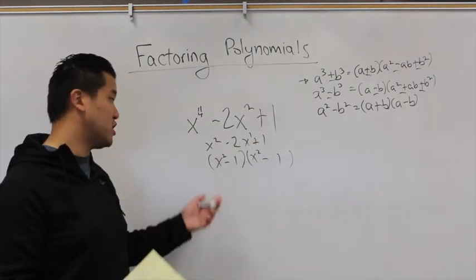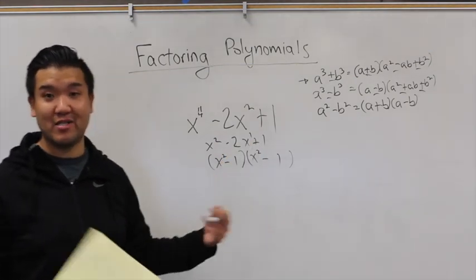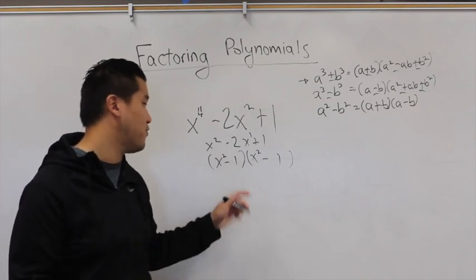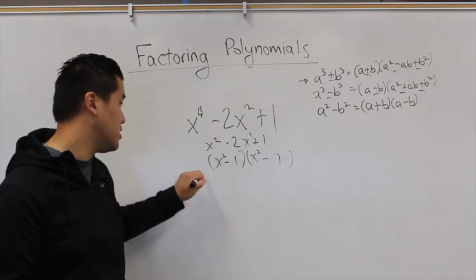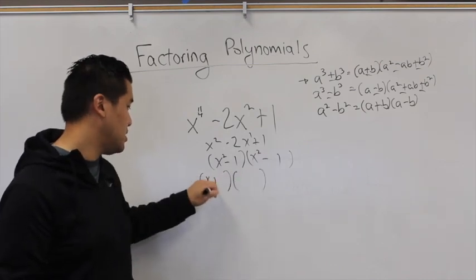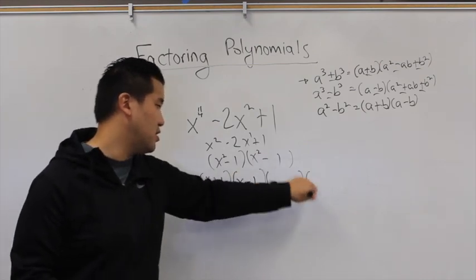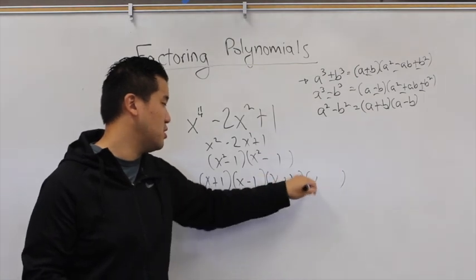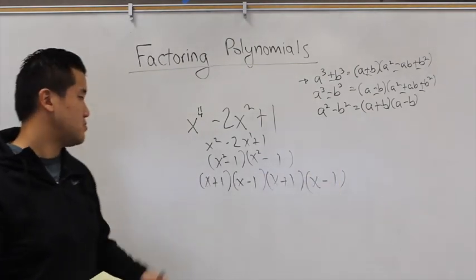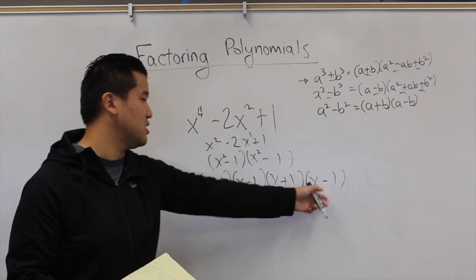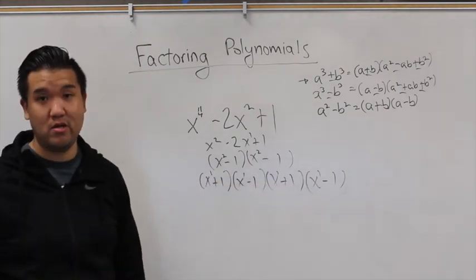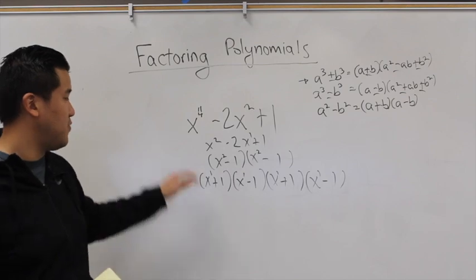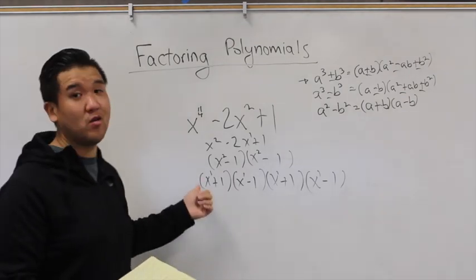All right. But the question is, are we done? So most of you guys might have gone here and stopped, but you have to ask yourself, can we go further? We can, because these two guys are actually a difference of 2 squares. So you have x plus 1, x minus 1, and then on the other side, same thing, we have x plus 1, x minus 1. Can't go any further because each one is linear, which means that the highest exponent for each factor is 1, so you can't go any further. So check your answers. It is tough. Most of you guys might have gone here. We do need to go one step further.